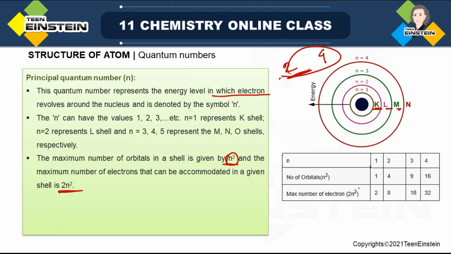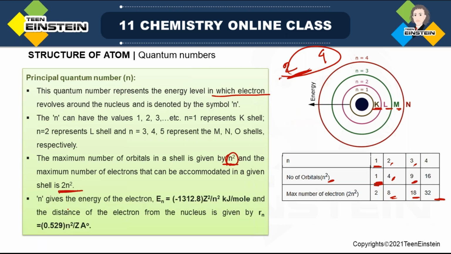You can understand this from the table. Suppose the n value is 1, the number of orbitals is 1, and the maximum number of electrons you can place is 2. So we are basically applying n square. When n is 2, it is 2 square, that means 4, and 2n square means 2 into 2 square, that means 8. Similarly 3 square, and 2 into 3 square is 18. In this way it will go on.